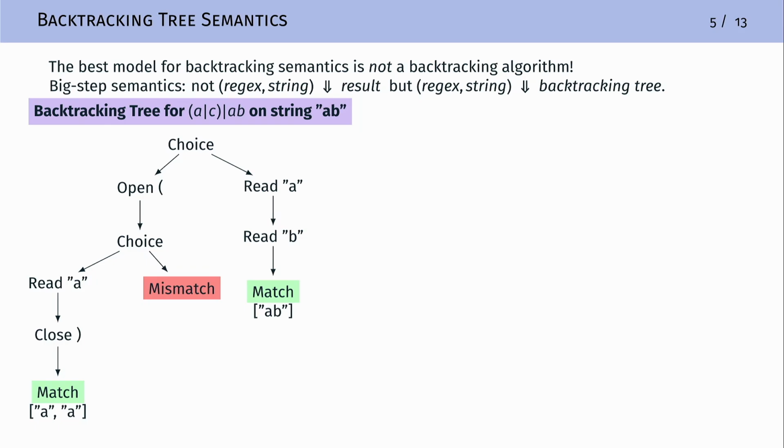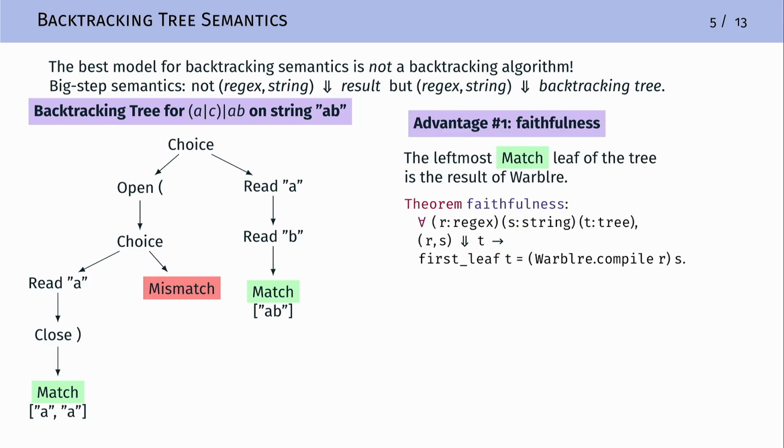Now, before I tell you how we build these backtracking trees, I want to tell you why we like this kind of semantics. One of the big advantages, of course, is faithfulness, because we have a huge Rocq proof that states that the leftmost match leaf of this tree is always equal to this Warbler mechanization, this huge line-by-line mechanization that we did. And so if you trust Warbler, then you can also trust our semantics.